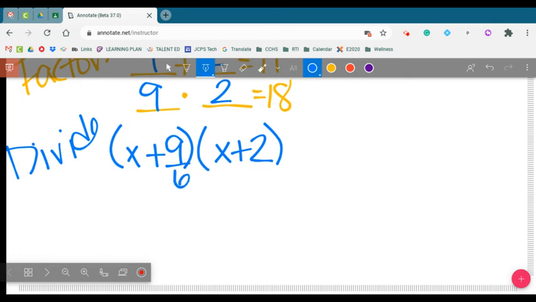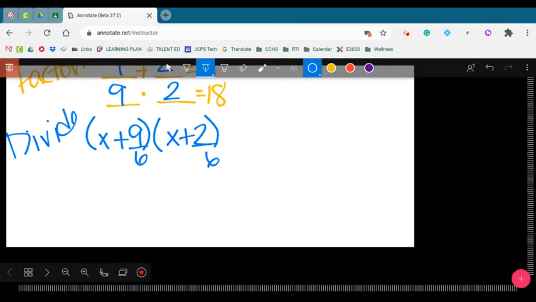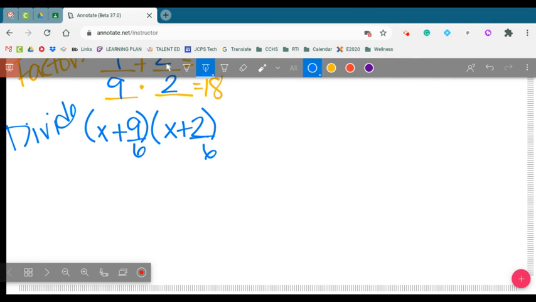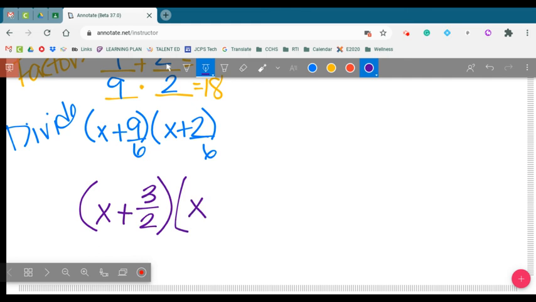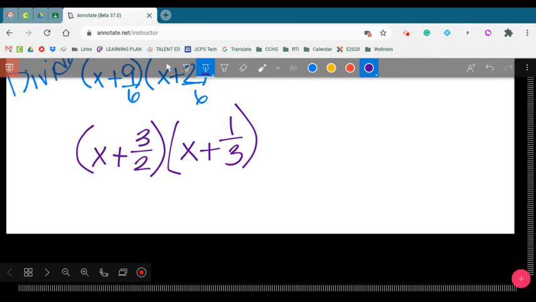So I'm going to divide both of these by 6. Now this one is tricky because these can both simplify. So I'm going to have x plus 9, and 9 over 6 can simplify to 3 over 2 because you'll have to simplify the fraction. And then 2 over 6 will simplify to 1/3. So if you need to put these in your calculator to simplify them, you can do that.